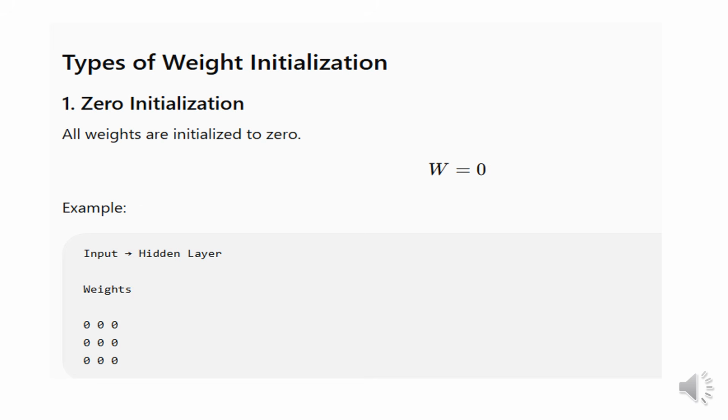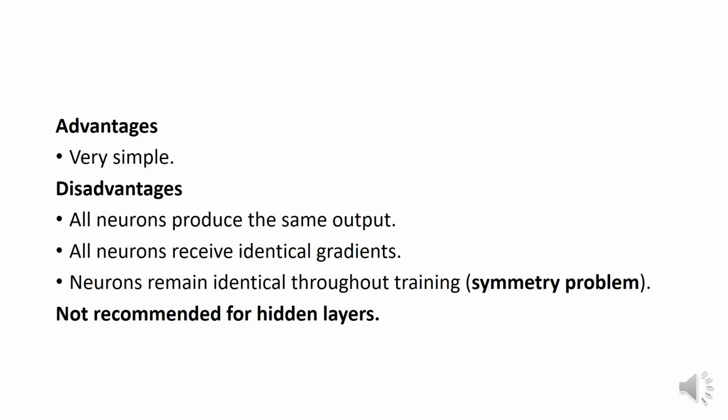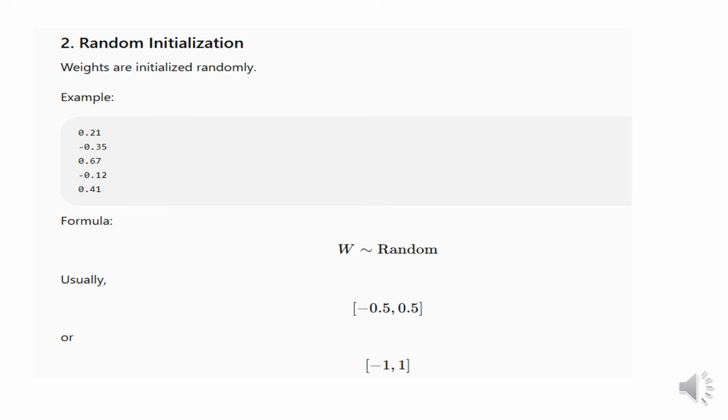The types of weight initialization techniques: the first one is zero initialization. All weights are initialized to zero, so w is equal to 0. Input information passes to the hidden layer, and all weights are assigned 0. The advantage is that it is very simple. The disadvantages are that all neurons produce the same output, all neurons receive identical gradients, and neurons remain identical throughout the training. It's a symmetry problem.